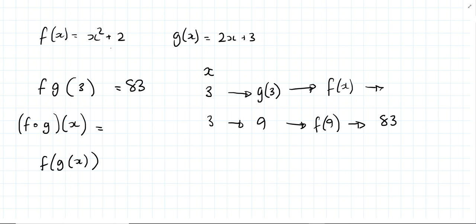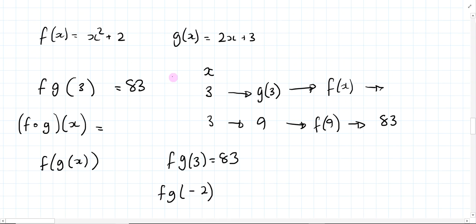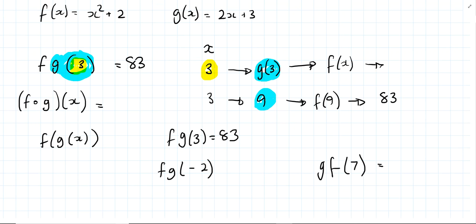So that's easy enough, right? f of g of 3 is 83, just rewrite that. What would fg of minus 2 be? What would gf of 7 equal? Write them down in your book so you've got some notes, and then we'll do it together. We start by identifying what the input is.